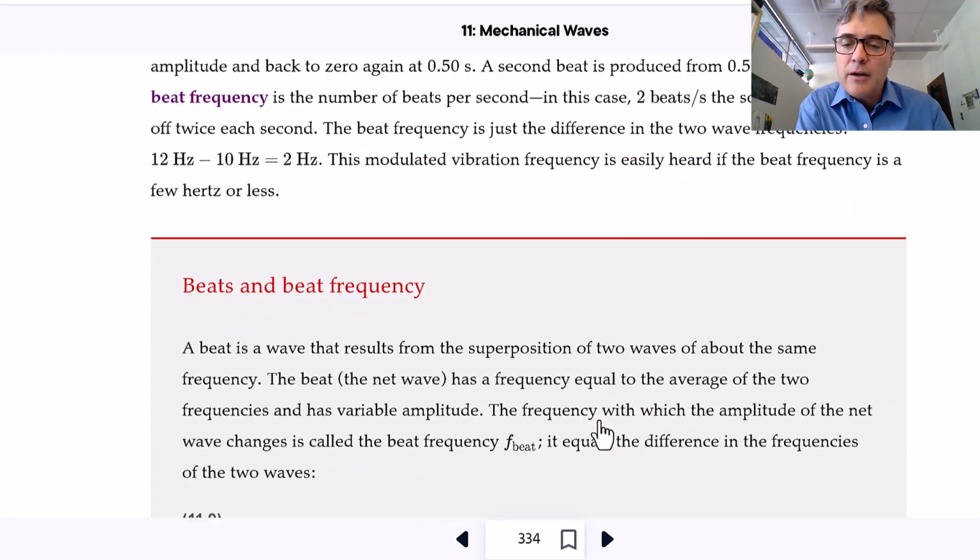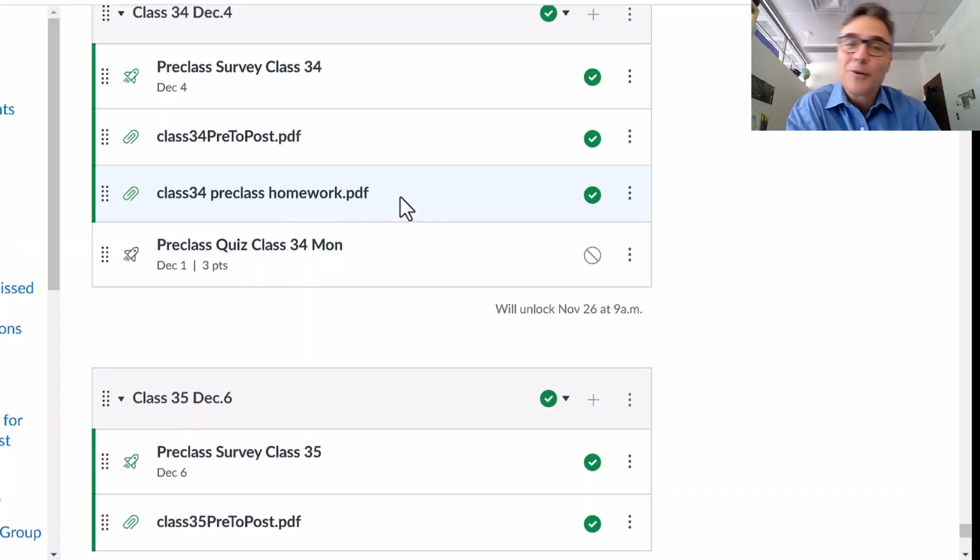So that is how beats work. So that gets you through the reading, which is covered in questions 1 and 2 of the pre-class quiz due on Monday. Question 3 is based on what's called Class 34 pre-class homework.